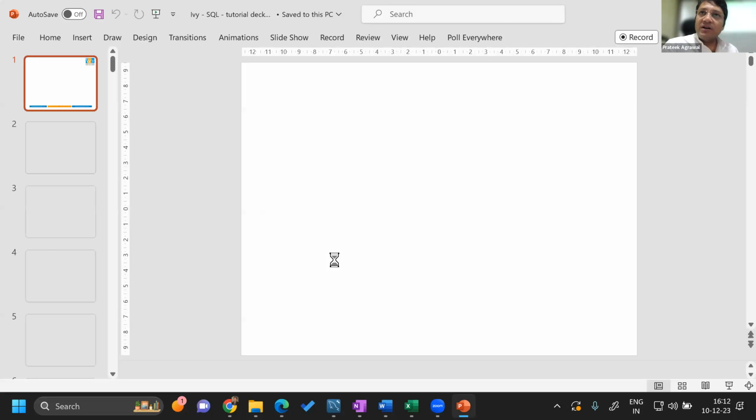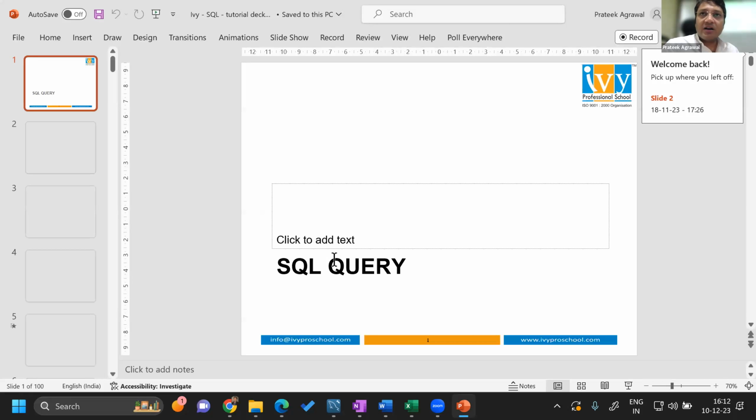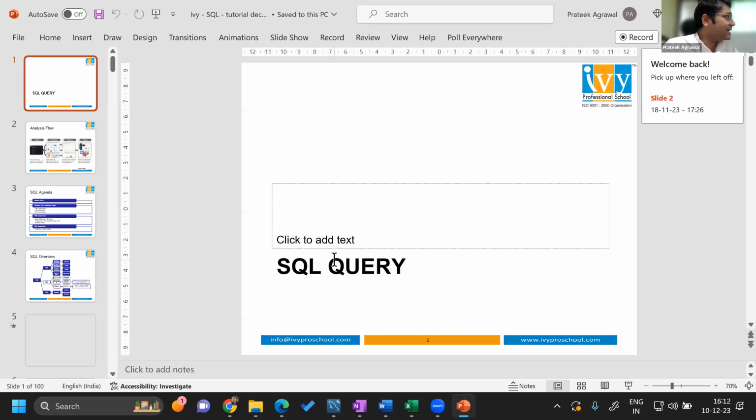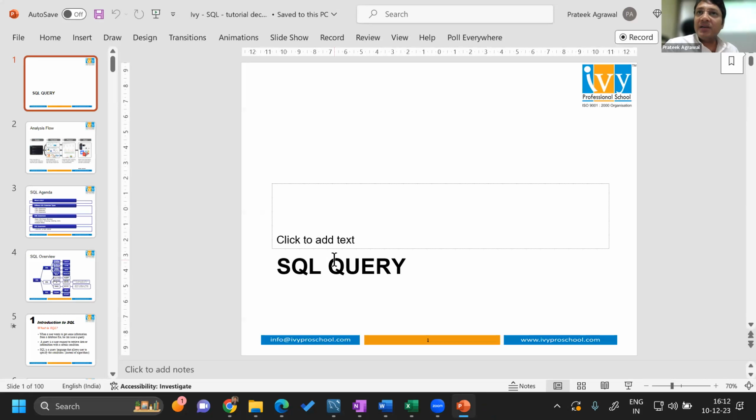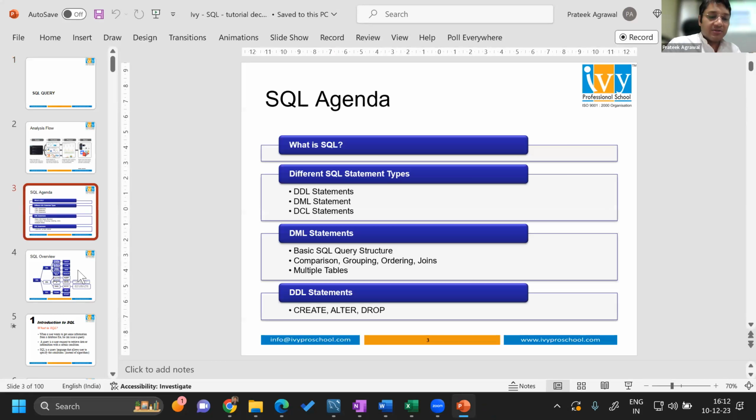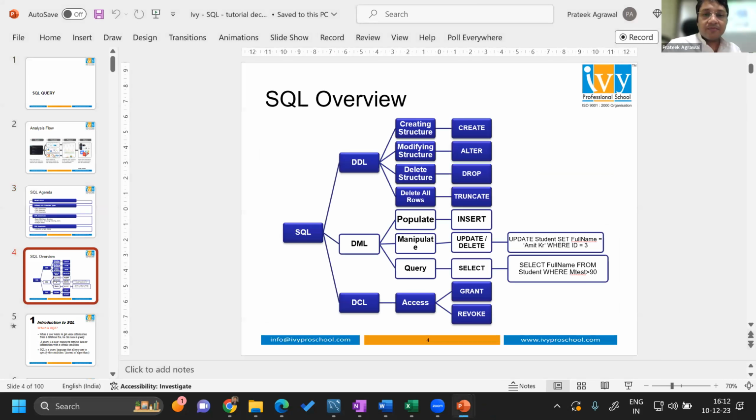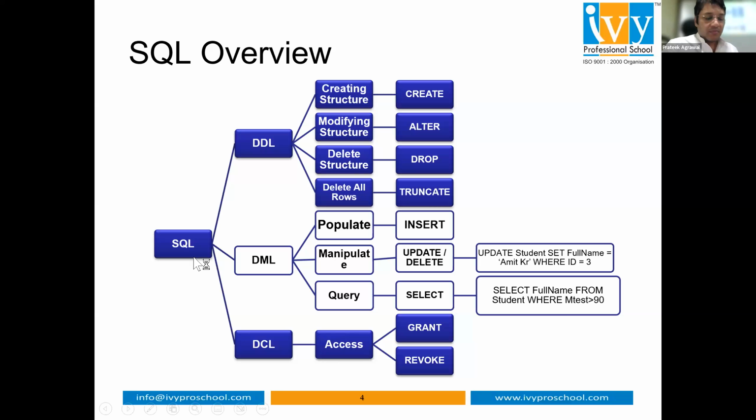Okay. We have already seen quite a few of these SQL commands. We have seen create, select, insert, update, delete, and drop. We have seen a lot of these commands, but they are divided into multiple types. SQL is divided into DDL, DML, DCL, and there is one more, called TCL, transaction control language statements.